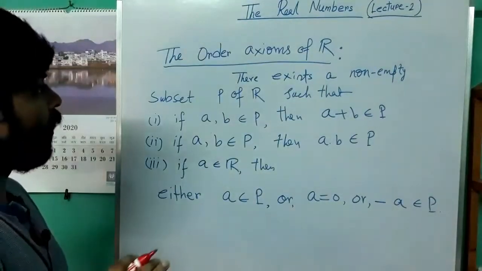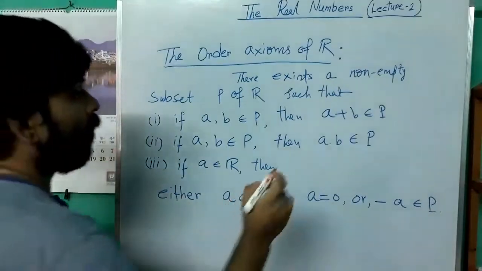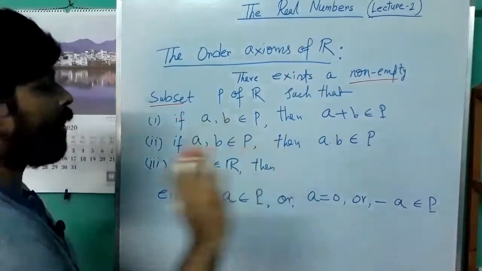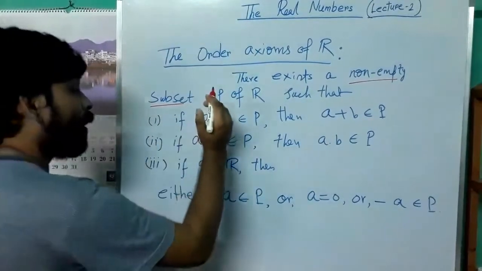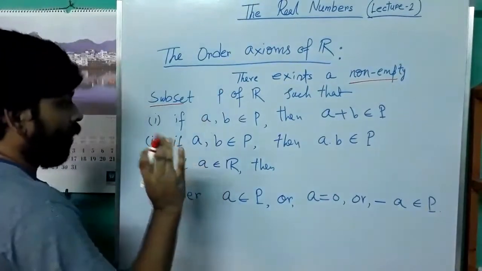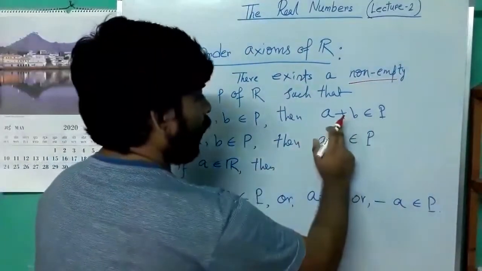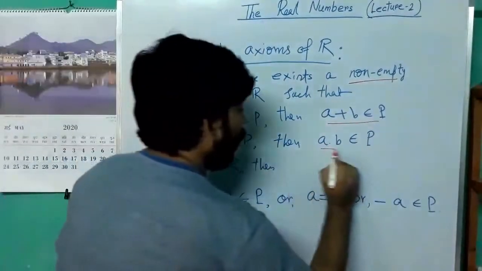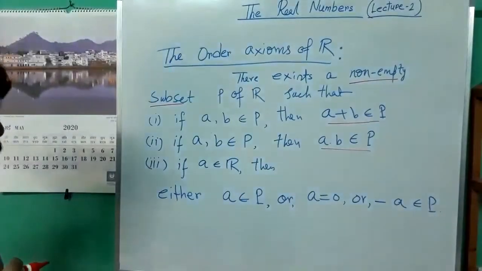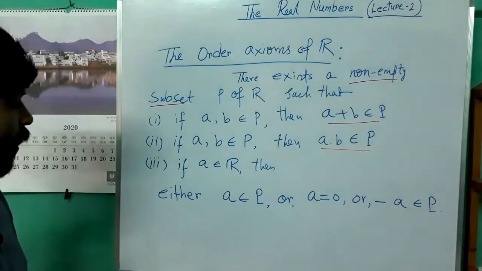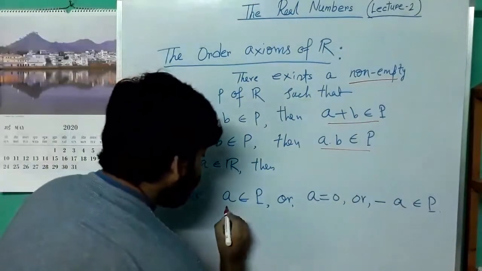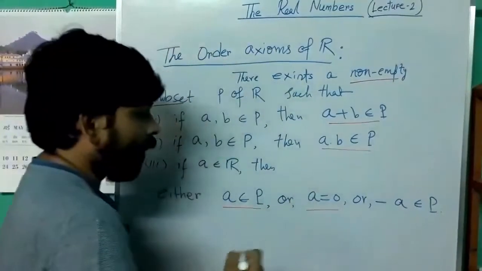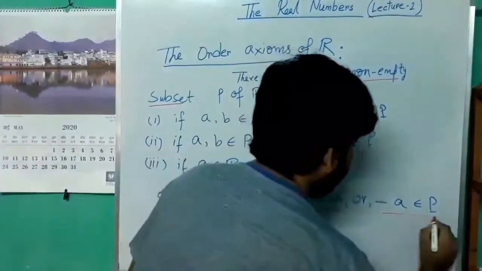So we assume that the set of real numbers has a non-empty subset P that has the following three properties. Property 1: P is closed under addition. Property 2: P is closed under multiplication. And if we take any real number, then either that real number belongs to P, or that real number is equal to 0, or the negative of that real number belongs to P.